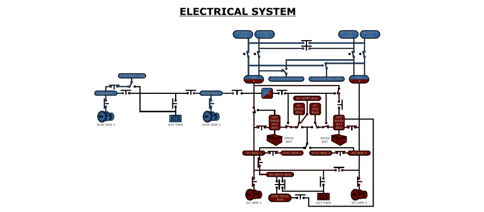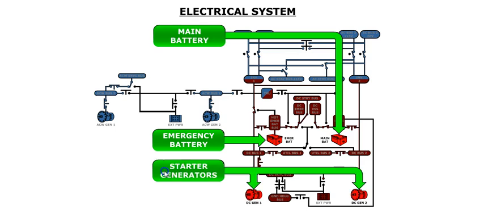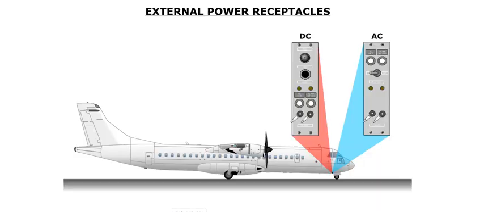The electrical system on the ATR consists of the main and emergency batteries, two engine-driven DC starter generators, and two AC walled generators. AC and DC electrical power can also be supplied via external power units. Receptacles for the AC and DC external power units are located on the right side of the fuselage, on the first officer's side of the nose gear.